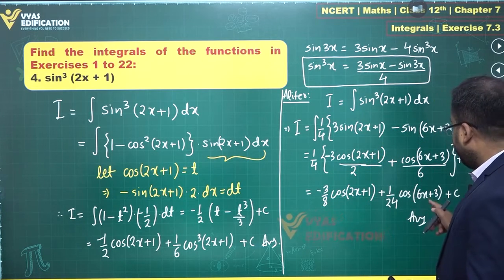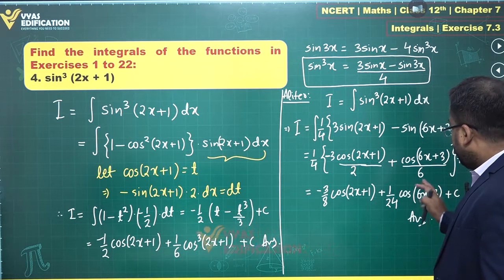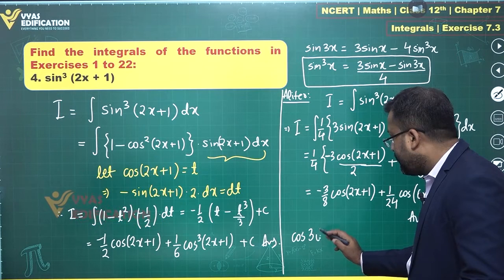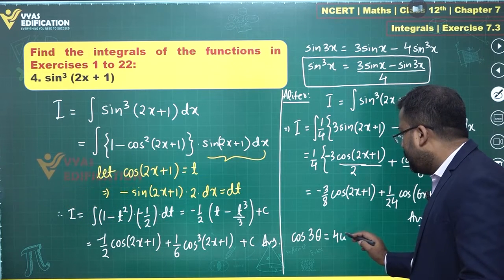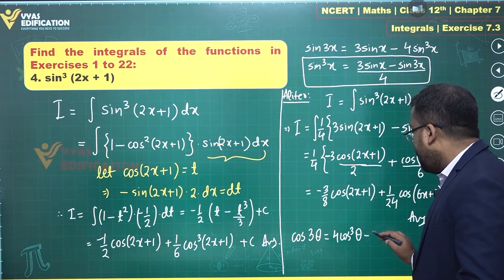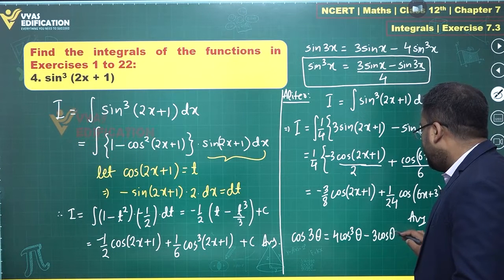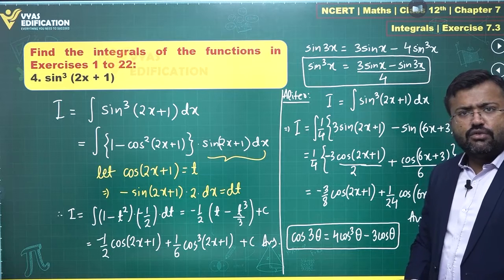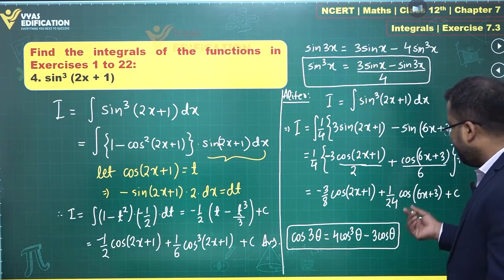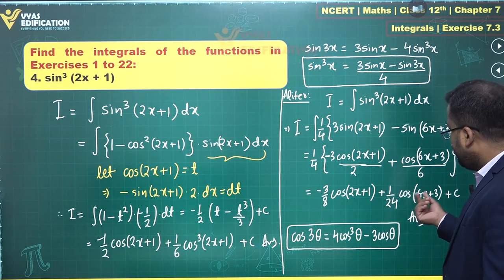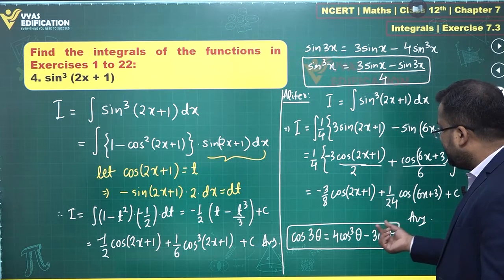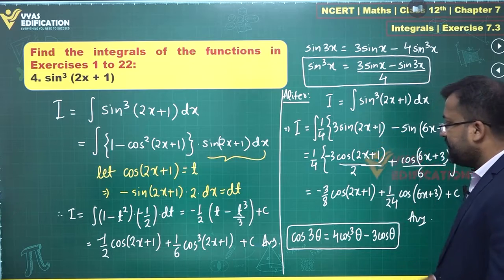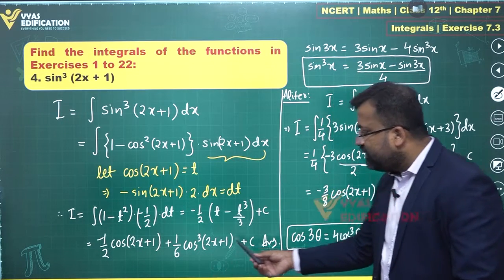Yes, the identity that you will require is that cos of 6x plus 3 is actually cos 3 theta. Cos 3 theta is 4 cos cube theta minus 3 cos theta. This is the identity that you will need. And just to give you a glimpse of the steps, let's write this. This cos 3 theta will be 4 cos cube. 4 upon 24 will be 1 upon 6 cos cube 2x plus 1.